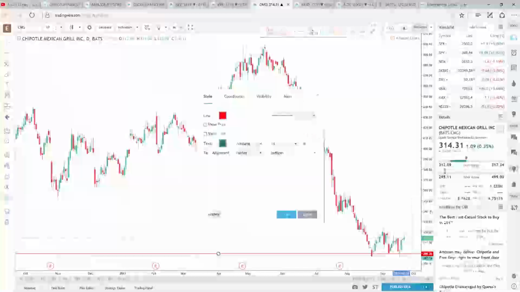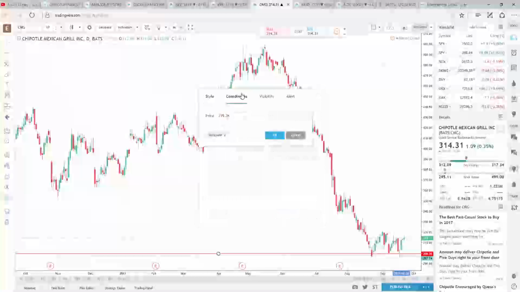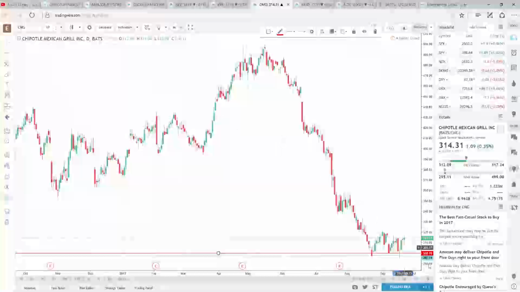And see how, formatting it, coordinates, I could set it to just 300. See, now this is easier to set this price on the coordinate. And see, we got the first level of support is going to be around the 300 level.